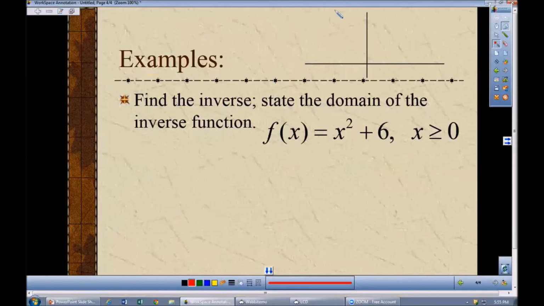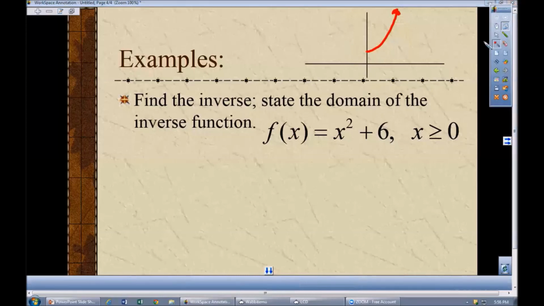X squared plus 6 normally has the graph looking like a parabola with a y-intercept of 6. And this is not a one-to-one function. It fails the horizontal line test. If a function fails the horizontal line test, it doesn't have an inverse. So by restricting this to only x greater than or equal to 0, we are only looking at that part of the function, which is a one-to-one function, and it passes the horizontal line test. Therefore, it can have an inverse. So let's find the inverse of this function.